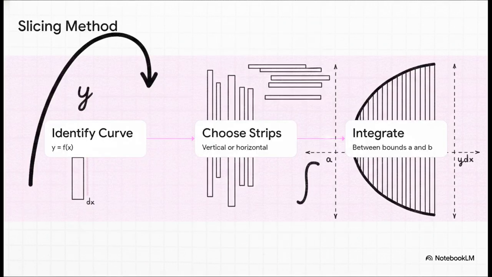To actually pull this off, it's a simple three-step process. First, define your boundary. You need to identify the function of your curve, which is y equals f of x. Next, choose your weapon. Are you going with vertical or horizontal strips? Finally, sweep across the shape by integrating between your boundary lines, from A to B. This brilliantly illustrates what a definite integral actually is. It's literally just the result of adding up all those tiny elementary areas, all those little y dx strips, sweeping right across the region from point A to point B.